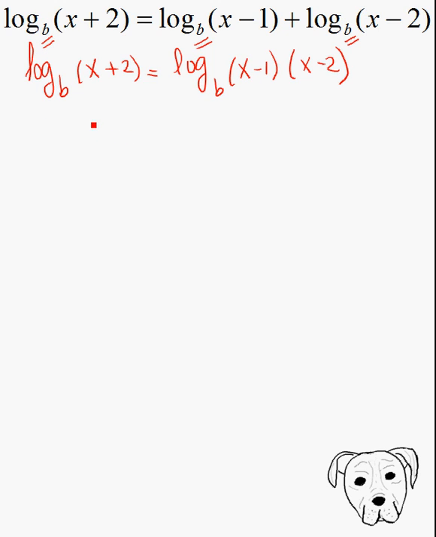So that means that the only way that this will work is if x plus 2 is going to equal x minus 1 times x minus 2. So now it becomes a matter of solving a quadratic equation. So we're going to FOIL on this side. So x squared, we have minus 2x minus 1x, that's minus 3x. And then we get plus 2 over here.